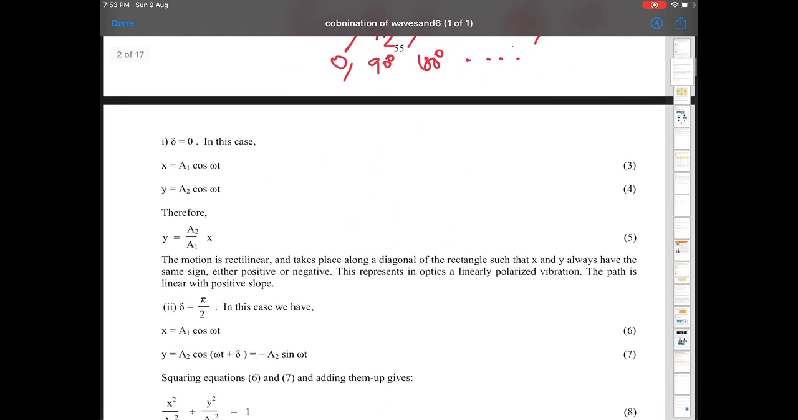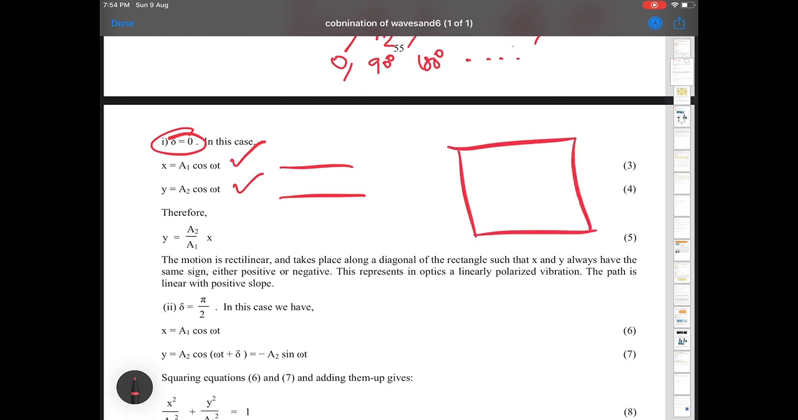The first case, if the phase difference is 0, so the wave in the x direction, let's say we are going to feed this into a CRO. That means we are going to send the first wave in the x direction, and the other wave in the y direction. When we combine these two vibrations, we can see the output waveform using the CRO tube. I will be showing this in the experimental part. Anyway, let's have a look into the theory now.